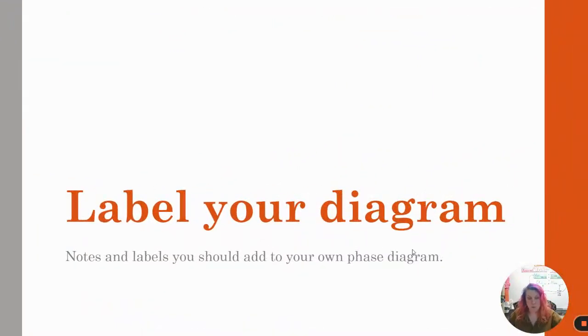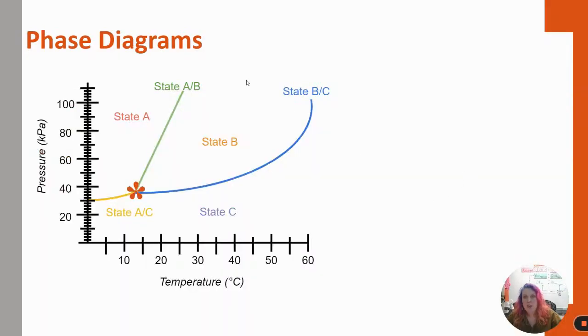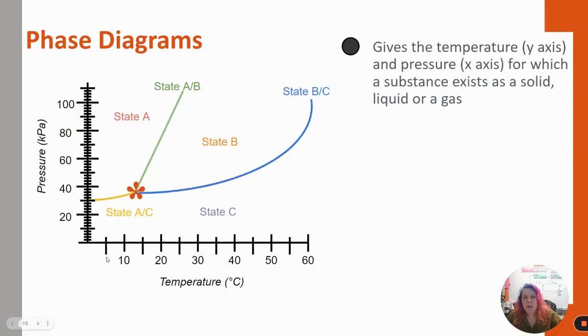Phase diagrams. We are going to label the phase diagram that you have on the next page. Let me just walk you through it. If we look at this phase diagram, we want to pay attention to the X and Y axes. On the X axis, we have temperature in degrees Celsius. And then we also have pressure in kilopascals. So it gives us the temperature and pressure.